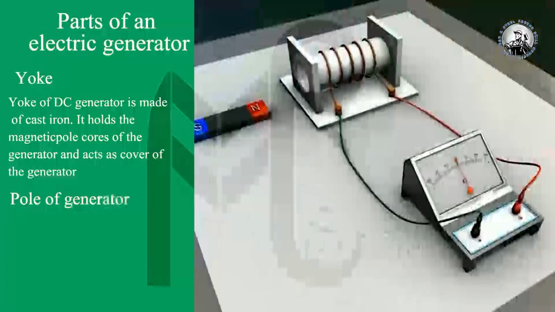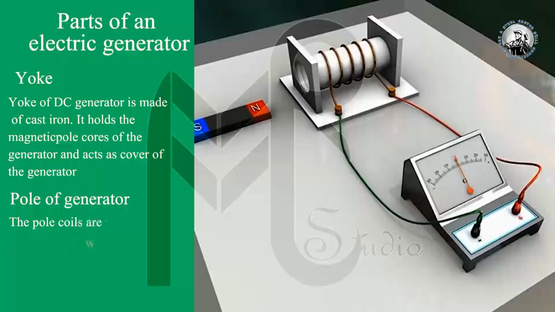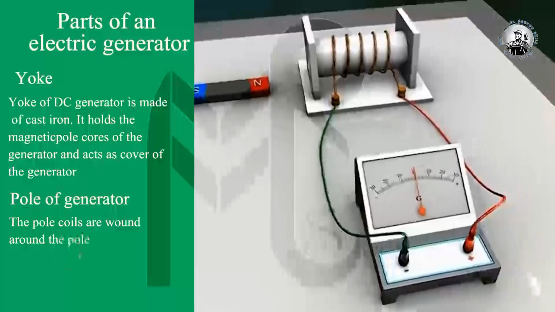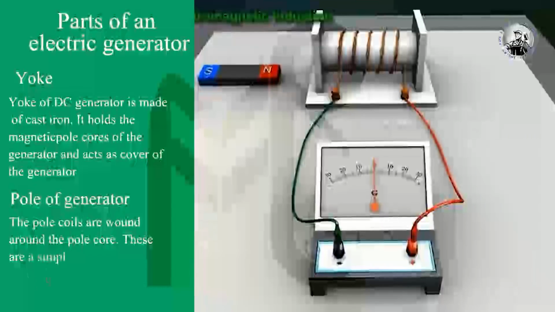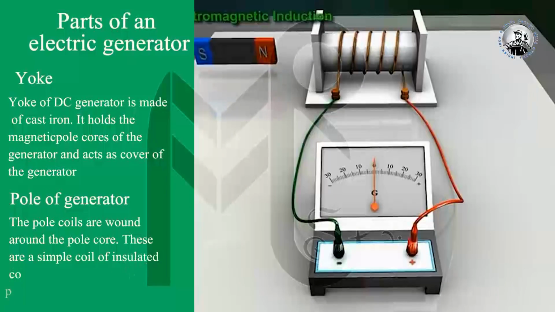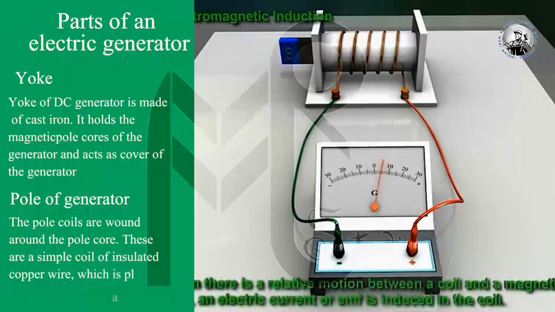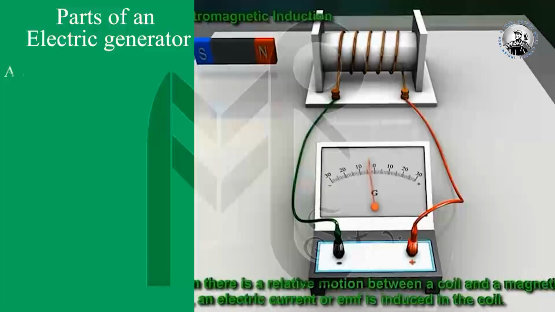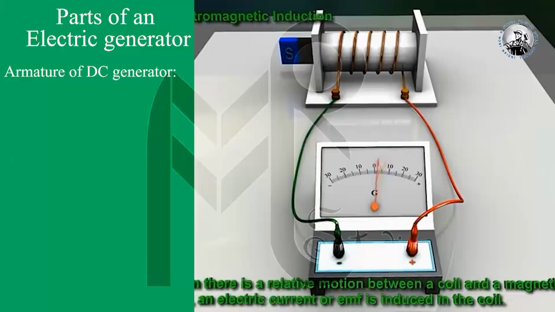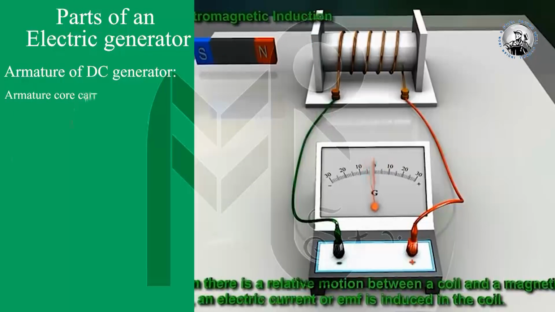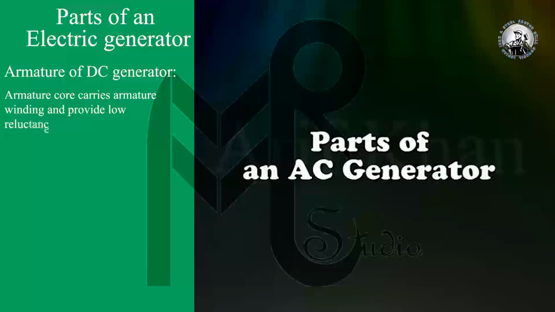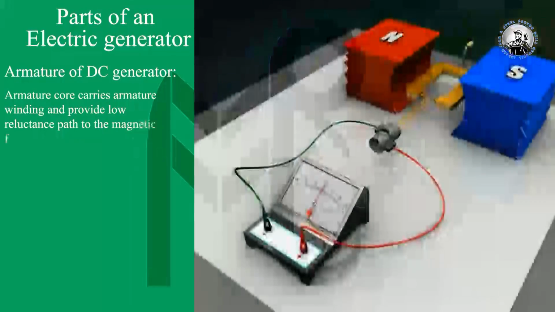Poles of the generator. The pole coil is wound around the pole core. These are a simple coil of insulated copper wire which is placed over the pole. Armature of DC generator. The armature core carries armature windings and provides a low reluctance path to the magnetic flux.